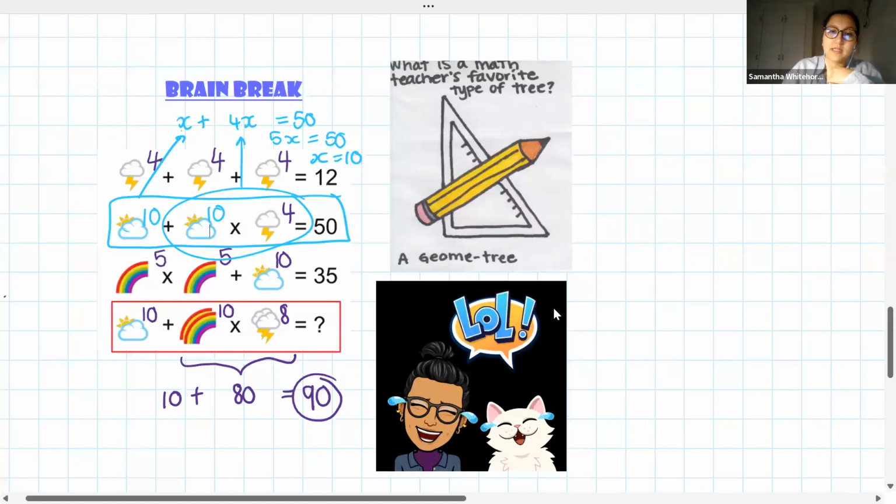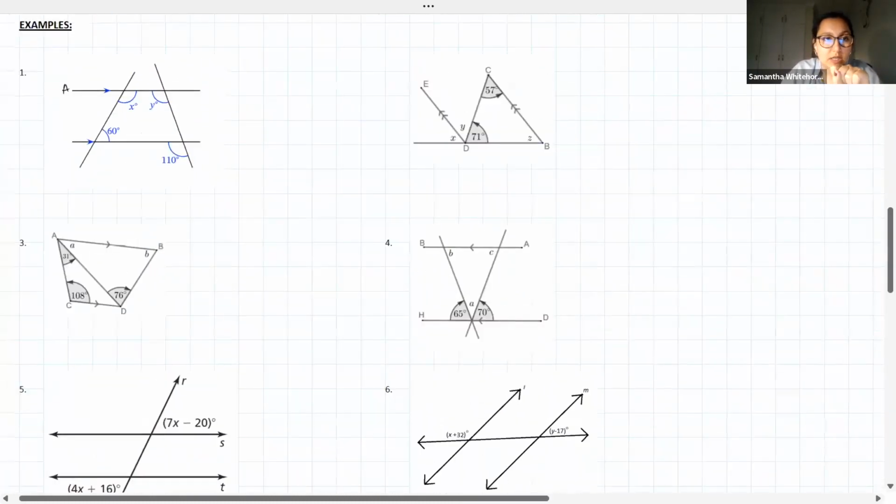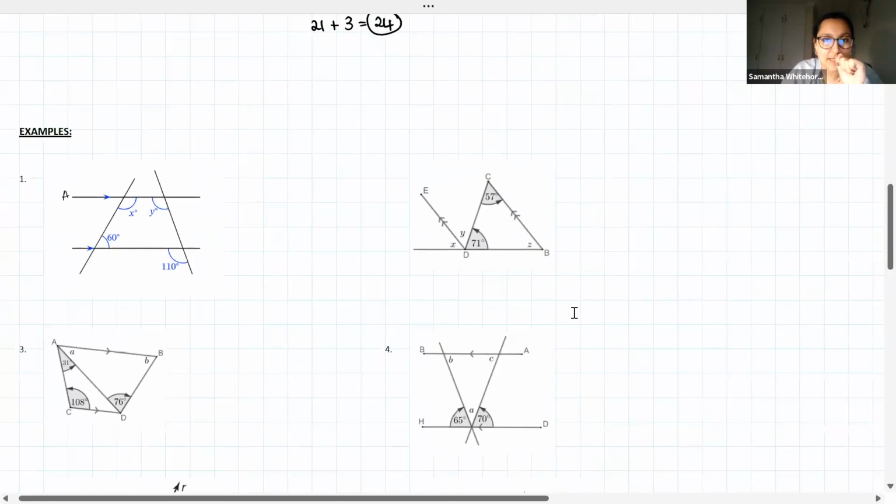Woo. All right, guys, let's get into some geometry. I have a lot of questions here, so I'm just going to have a look and see what I actually want us to start off with. So just ignore me for two shakes of a lamb's tail.